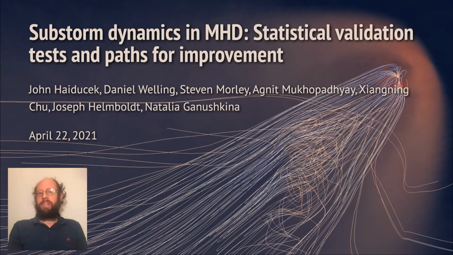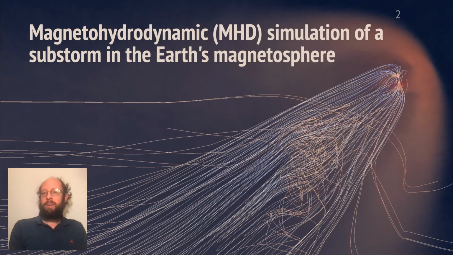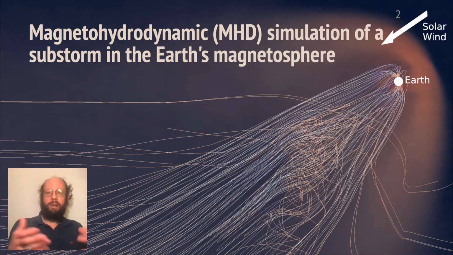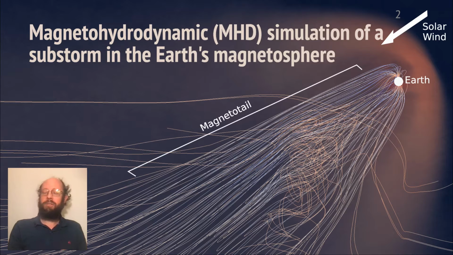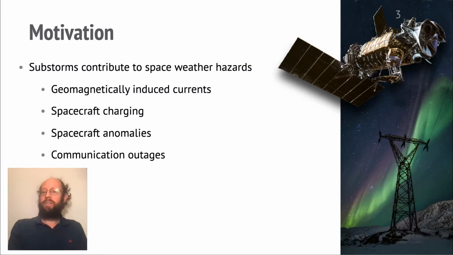The work I'm presenting here is a test of a magnetohydrodynamic, or MHD, model to predict magnetospheric substorms. A substorm occurs when solar wind energy arriving at the Earth is built up within the Earth's magnetotail and then is released explosively toward the Earth. And this process can impact infrastructure both on the ground, such as power grids, and also in the space environment.